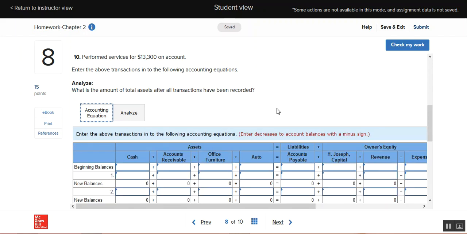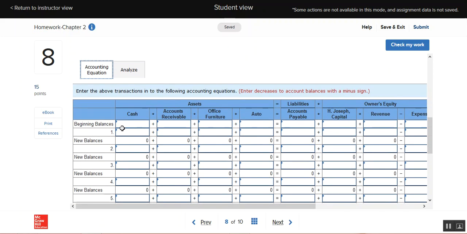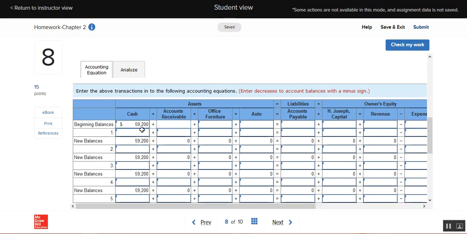So let's come back over here. So this one I want to just look at because it's a little bit different than the others because it asks you for balances. So we've got cash of $59,200. So in the beginning balances line, you're going to put that. And you'll notice we have a pretty big chart. We've got several assets. It's actually breaking out these main categories of assets, liabilities, and equity into subcategories.